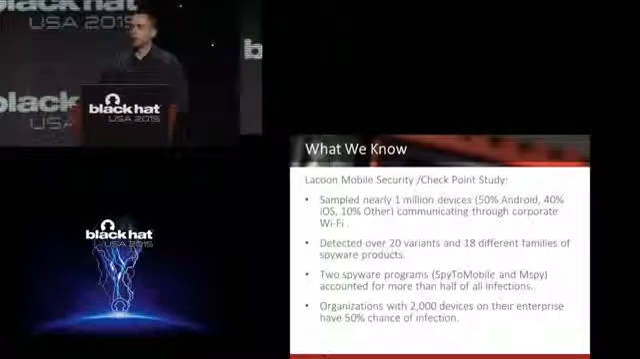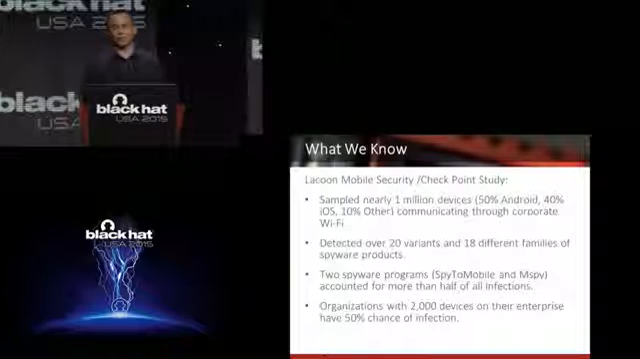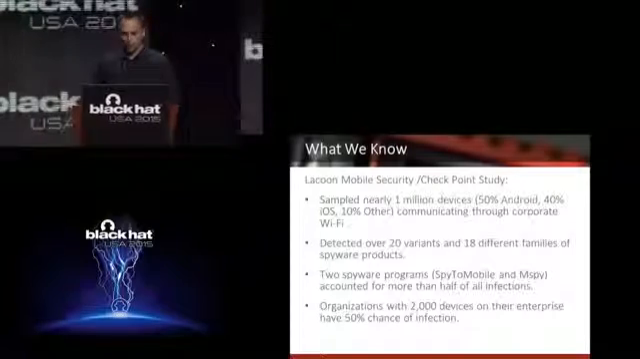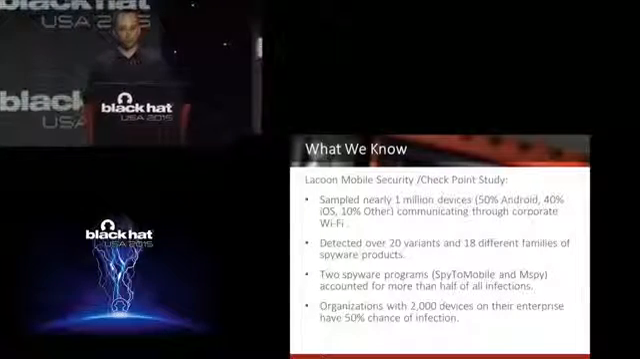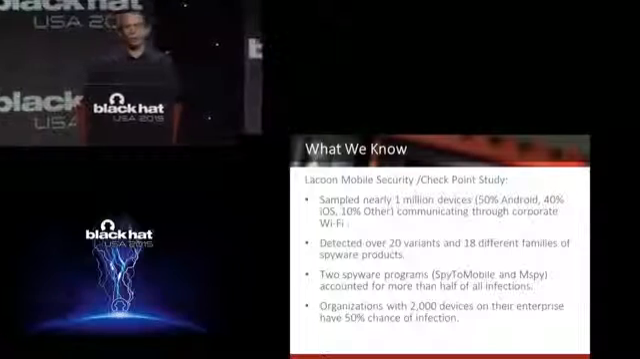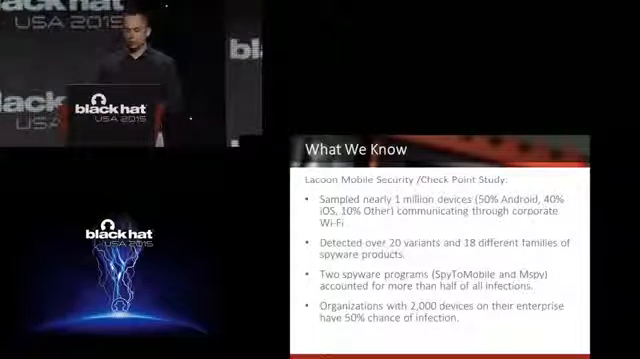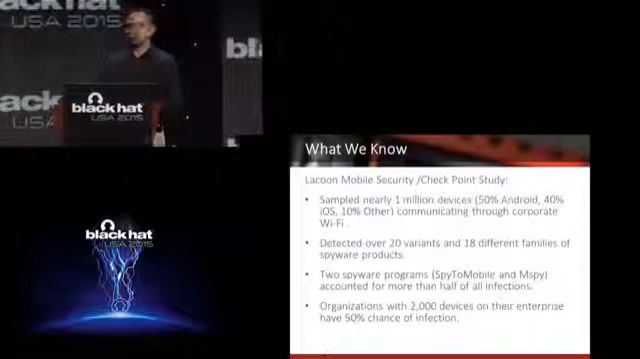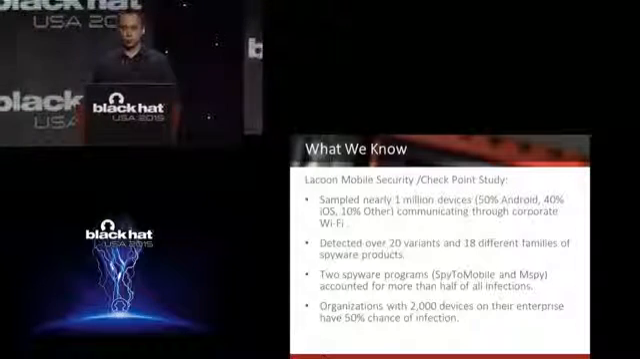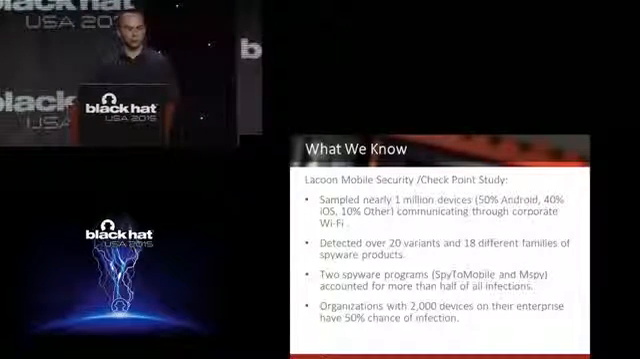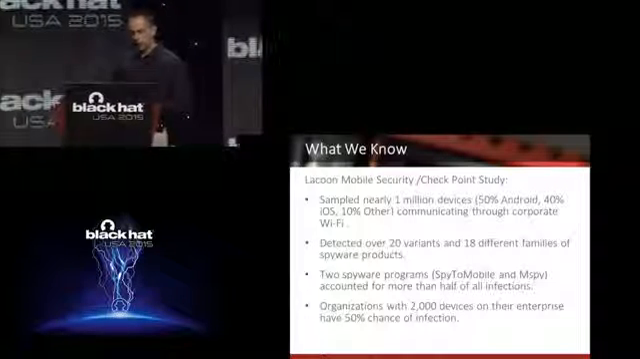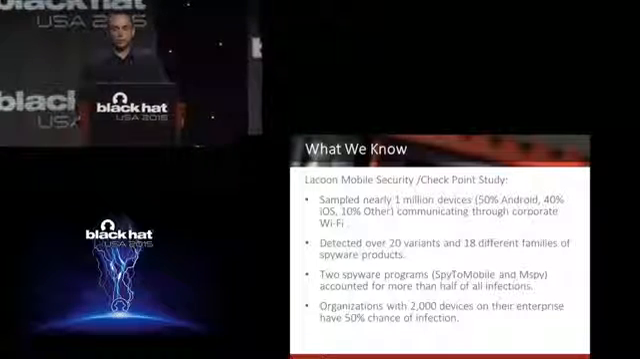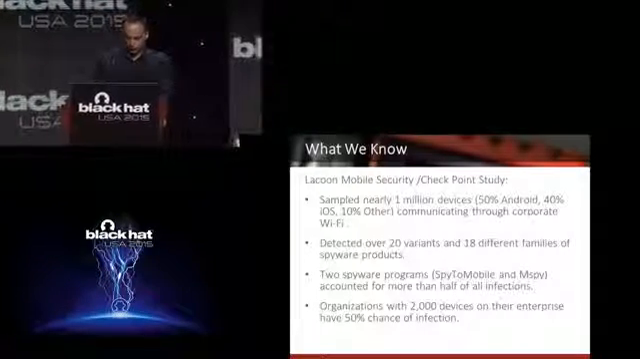So what do we know about these types of programs? Well, there hasn't been a lot of research out there, but what has been done, Check Point and Lacoon did a study earlier this year. They found over 20 different variants, against a very fragmented market, and 18 families. Of note, they found two programs, mSpy and Spy2Mobile, account for over half of all infections. And those are the two we're going to talk about today. We looked at more than just those two, but we're focusing on those two to give you the most value for being here. If you have over 2,000 devices on your enterprise network, you have a 50% chance of having at least one of those devices being infected.